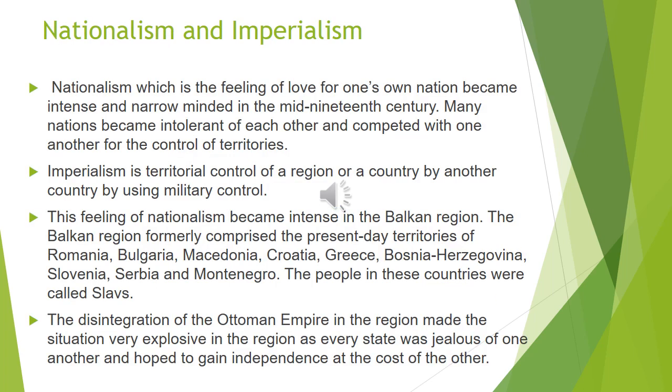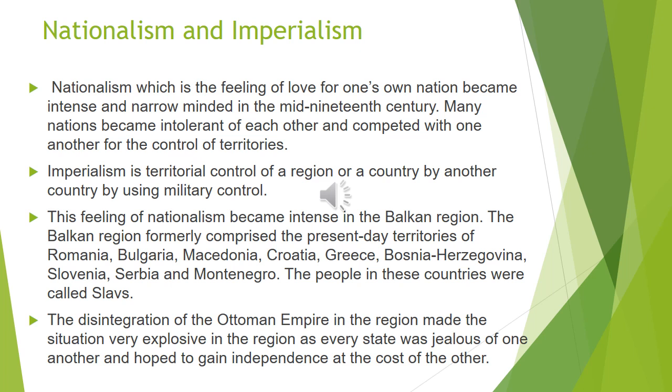In this topic, nationalism and imperialism, we will primarily discuss the problem in the Balkan region. Nationalism, which is the feeling of love for one's own nation, became intense and narrow-minded in the mid-19th century. Many nations became intolerant of each other and competed with one another for the control of territories. Imperialism is the territorial control of a region or a country by another country by using military control. So the powerful countries of Europe competed with each other for the control of new territories, and this was known as imperialism. This feeling of nationalism became intense in the Balkan region.